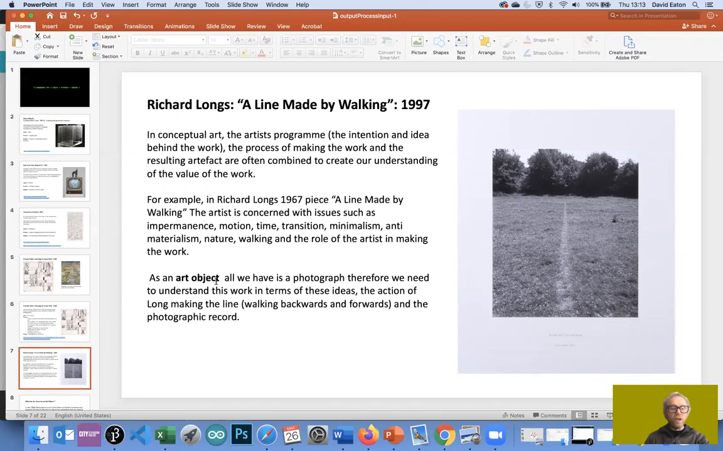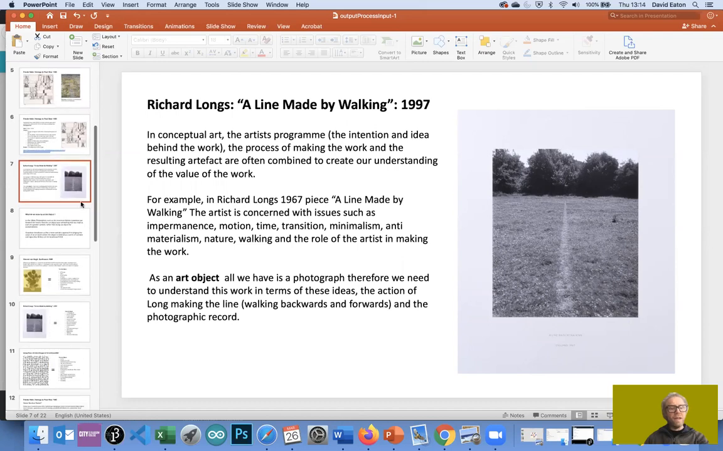And as an art object, all we have is a photograph, okay? So that's all that's left. So we need to understand the work in terms of the ideas and the actions that he was taking. So the concept becomes very much part of the process, okay?